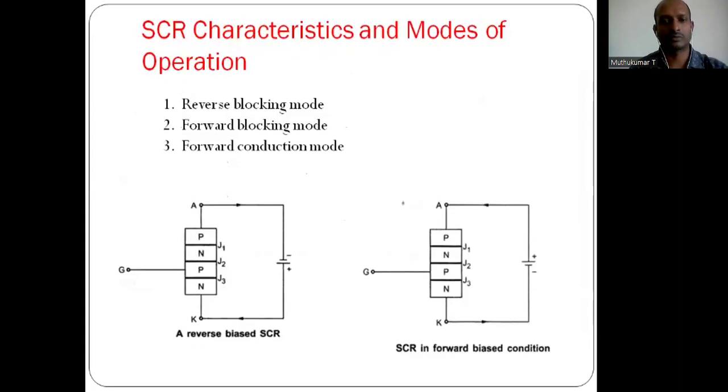The modes of operation are forward blocking mode, reverse blocking mode, and forward conduction mode. In reverse blocking mode, the cathode is positive, and a very small reverse leakage current passes. In forward blocking mode, the positive supply is applied to the anode, and a very small forward leakage current passes from anode to cathode. After VAK exceeds VBO, only then does the SCR go into the forward conduction mode. It has many advantages, so it is used in controlled rectifiers and power supply conditioning.